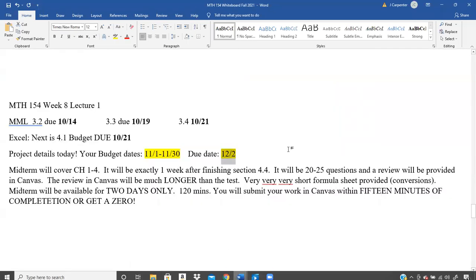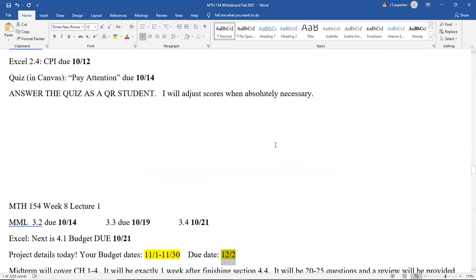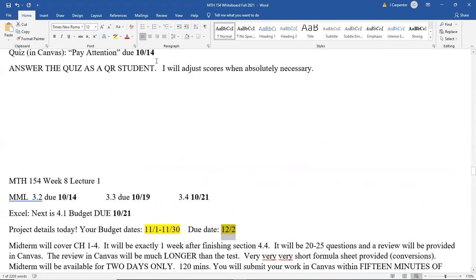And then showing our due dates one last time before we close out class. Gonna actually get out a couple minutes early today. 3.2, 3.3, and 3.4. So all of chapter 3 has been finished. We will begin chapter 4 next time. The next Excel assignment that we'll have, that 4.1 budget, is due on the 21st. Same with 3.4 homework. We already talked about the project details. And we have our midterm. You also have that pay attention quiz that was due on the 14th. So don't forget that. That is still an active quiz.